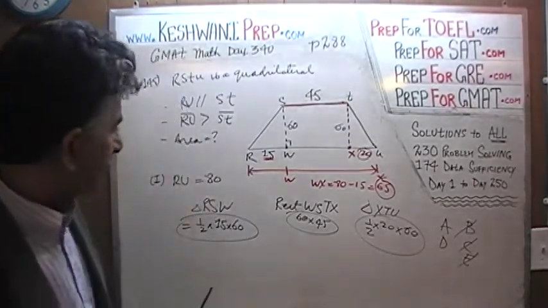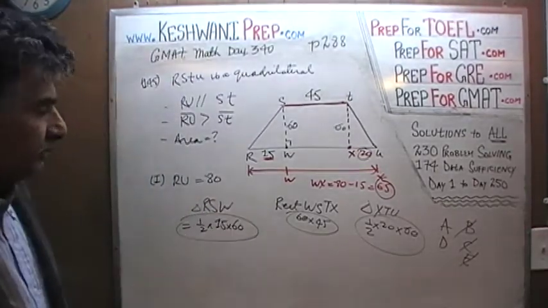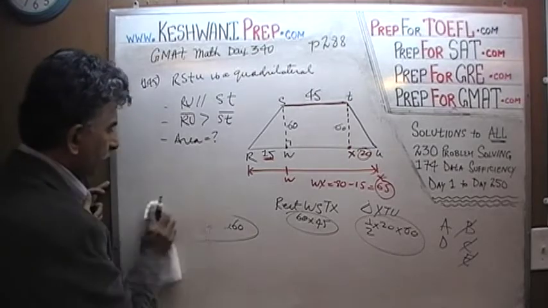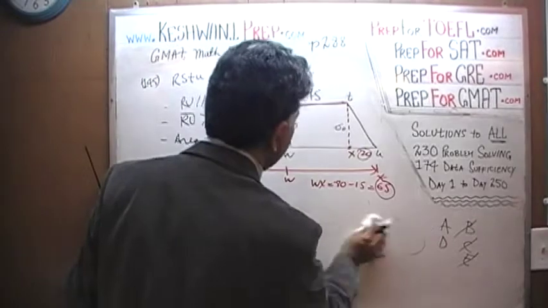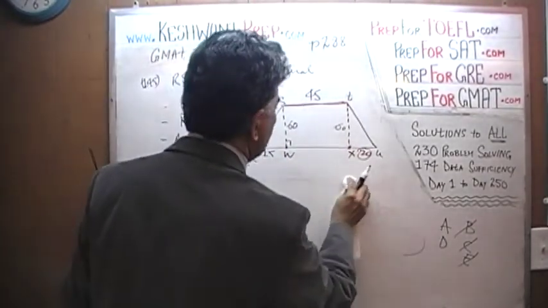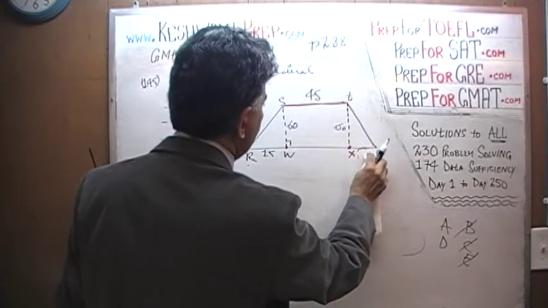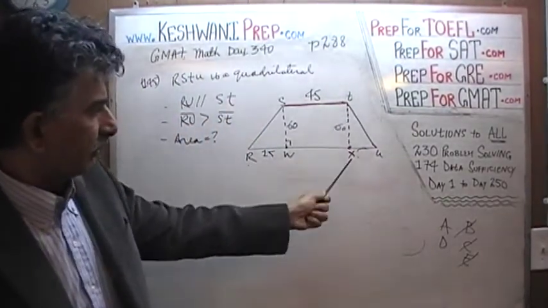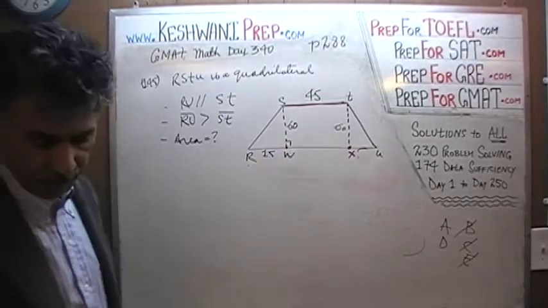In the second statement, everything that we got out of the first statement, we have to erase, everything. All of that is gone. That 60 can stay there because that comes right from the picture, and the perpendicular we dropped can stay there. That 45 is given to us.